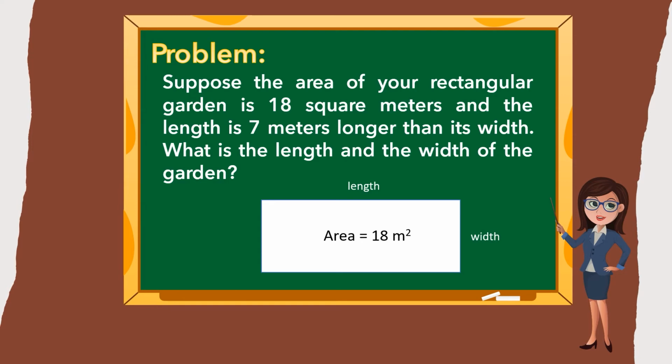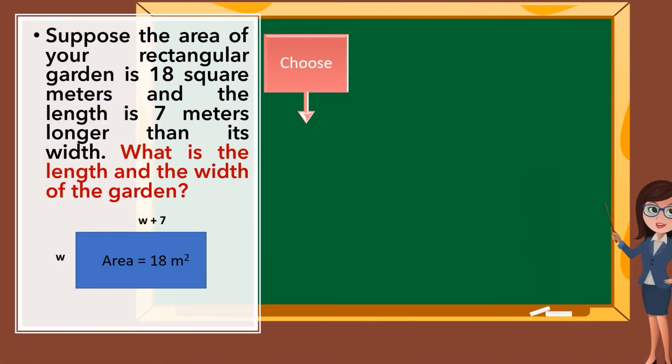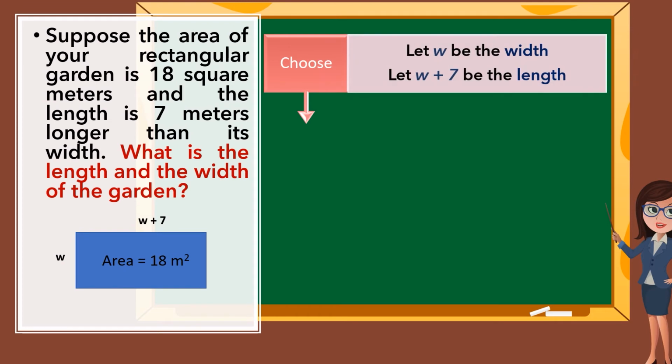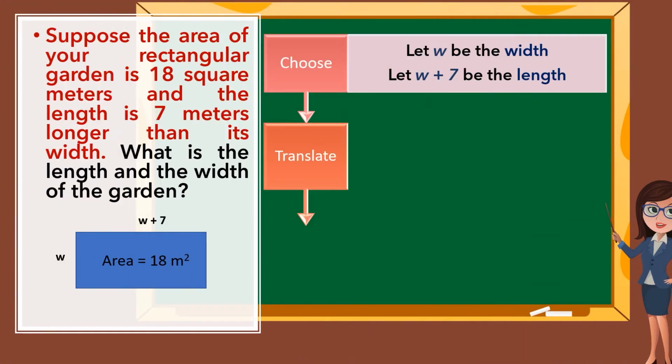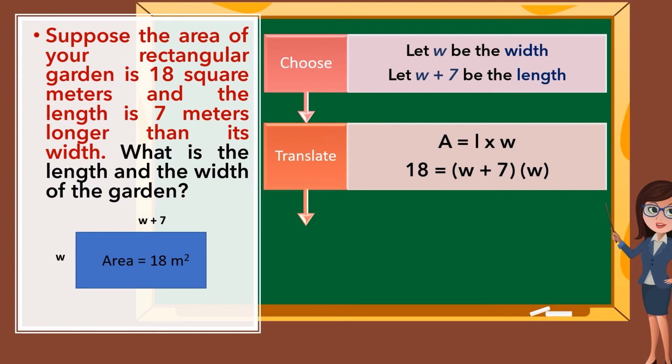In order to solve the problem, just bear in mind the three steps mentioned earlier. Choose, translate, and simplify. Let W be the width and W plus 7 be the length since it is 7 meters longer than its width. The formula in finding the area of the rectangle is length times width, or L times W.